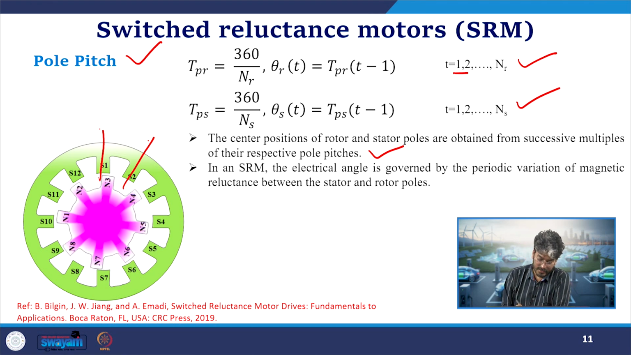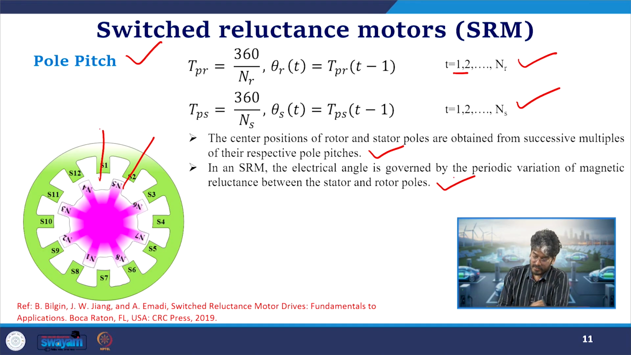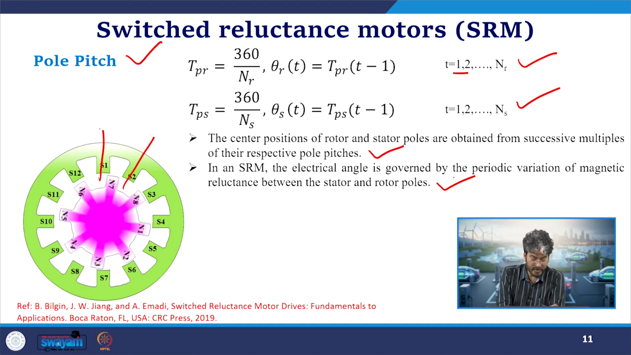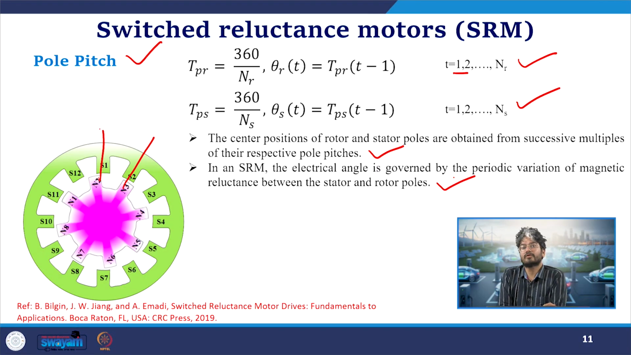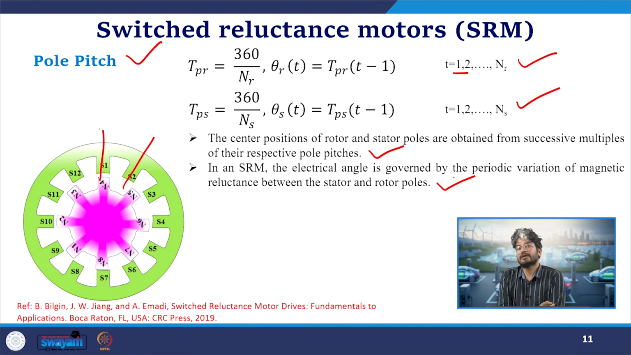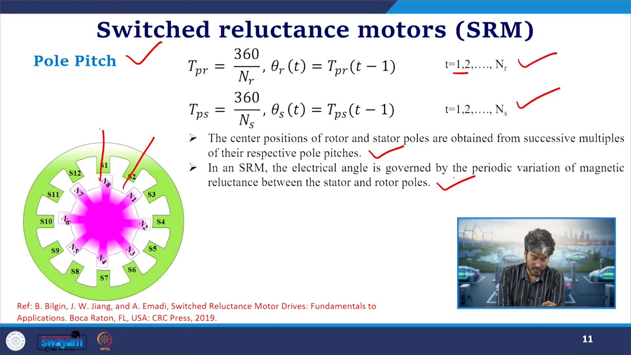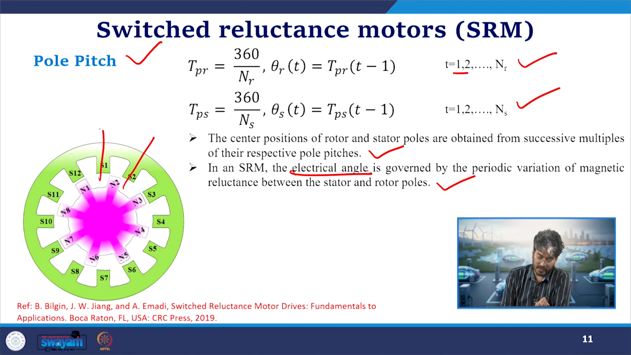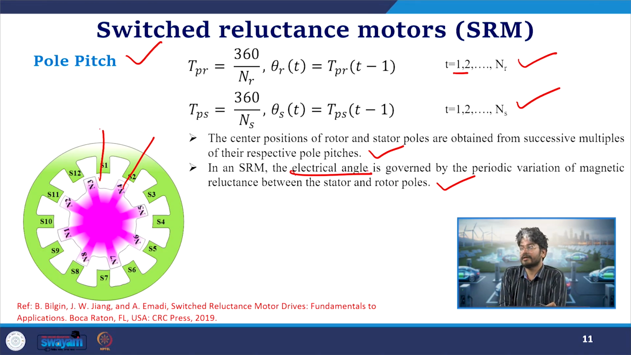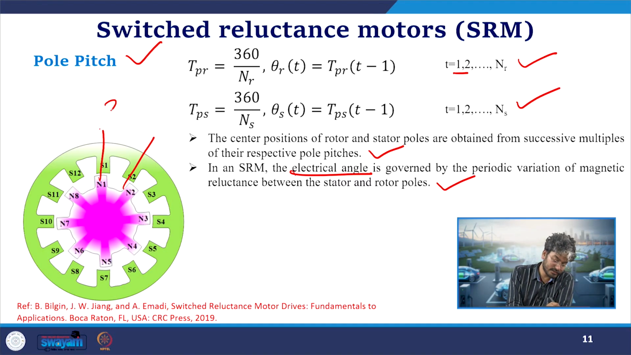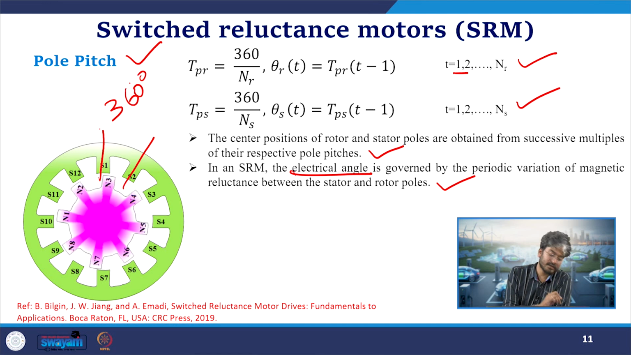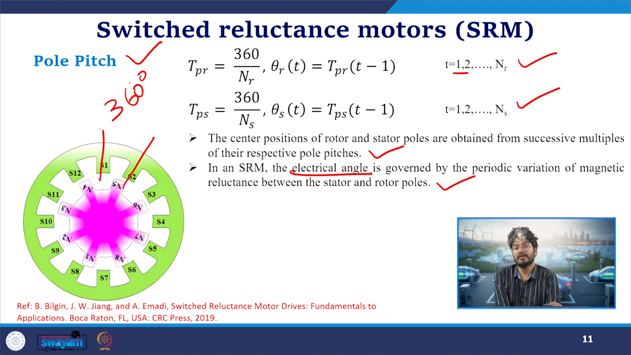In an SRM, the electrical angle is given by the periodic variation of the magnetic reluctance between the stator and rotor pole. So, what is this electrical angle? We have mechanical angle and electrical angle, and here we are discussing electrical angle. So, let us first understand what a mechanical angle is. A mechanical angle is nothing but a fixed angle in space. Mechanical angle is always restricted to 0 to 360 degrees, whereas electrical angle can be higher than that.